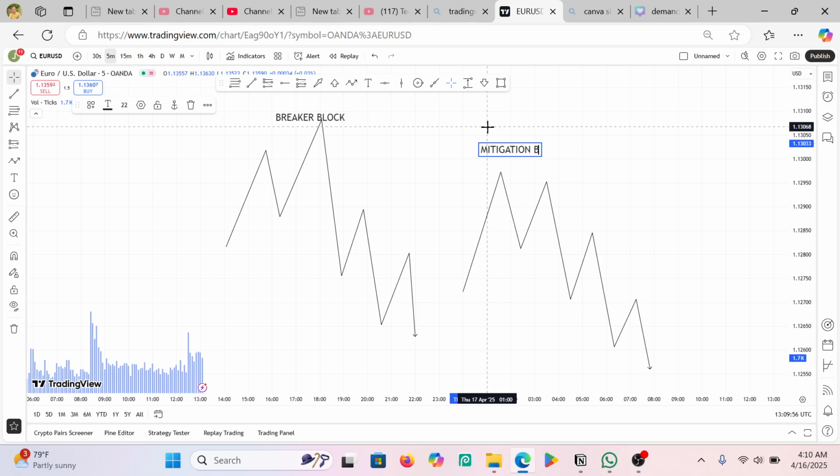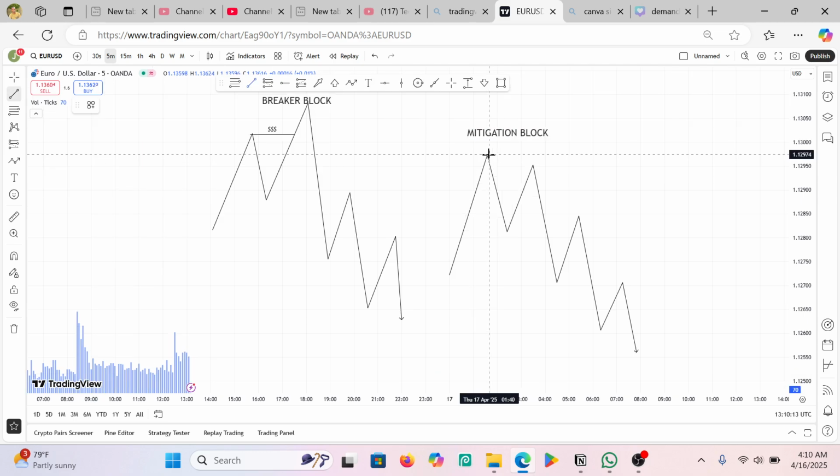The difference between a breaker block and a mitigation block: in a breaker block there's a sweep of liquidity above that high, and in a mitigation block there's no sweep of liquidity above that. There's no sweep of liquidity which forms a swing low.